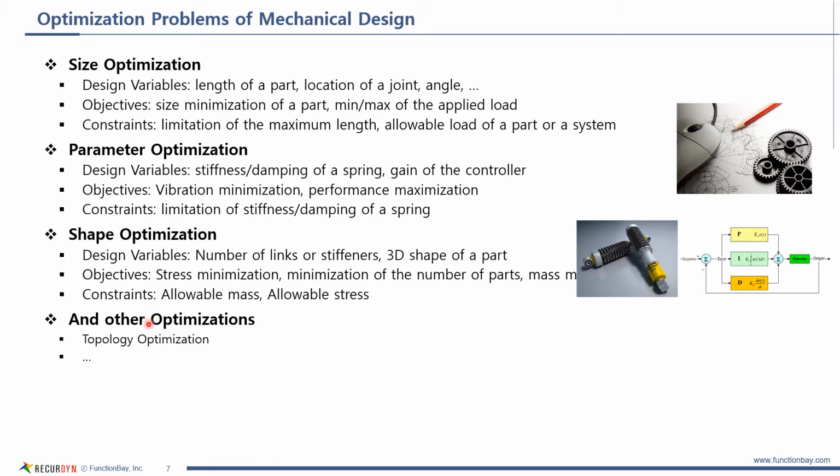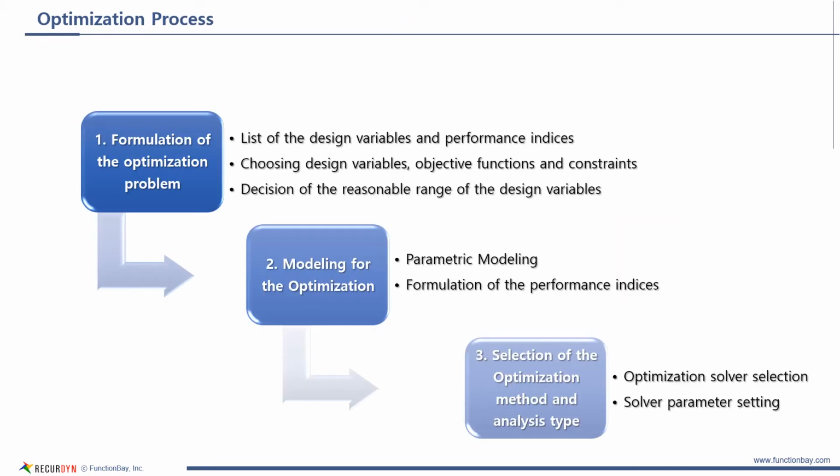For shape optimization, number of links or stiffeners or the 3D shape of a part can be design variables. Minimization of the number of parts or mass minimization can be objectives. Allowable mass or stress can be constraints. This is a typical optimization process. First, formulation of the optimization problem. Second, modeling for the optimization. And third, selection of the optimization method and analysis type.